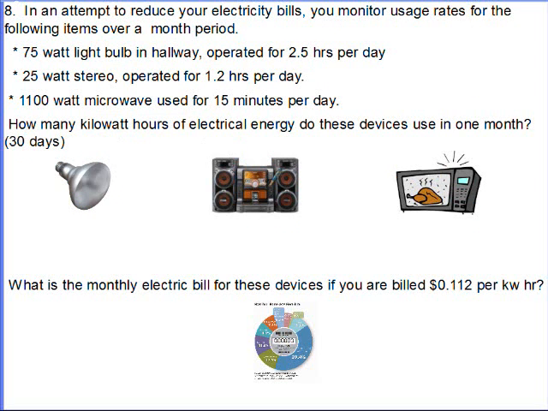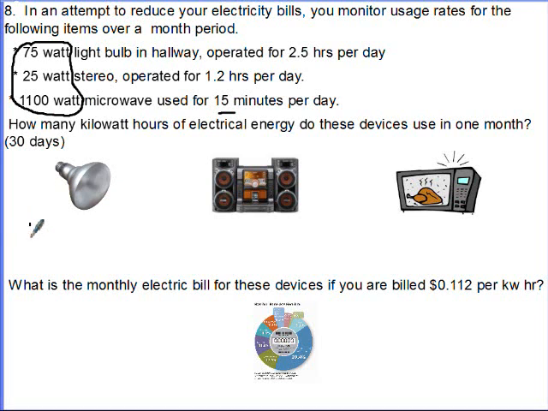All right, just one quick problem to show you how to compute electrical energy use. You have three different devices, and you've monitored them throughout a month. The 75 watt bulb in your hallway is operated for 2.5 hours per day. The 25 watt stereo you run for 1.2 hours per day. The microwave, you don't use very often, maybe 15 minutes per day. Each has a different power, a different rate at which it uses energy. Let's determine how much energy the light bulb uses in a 1 month period.